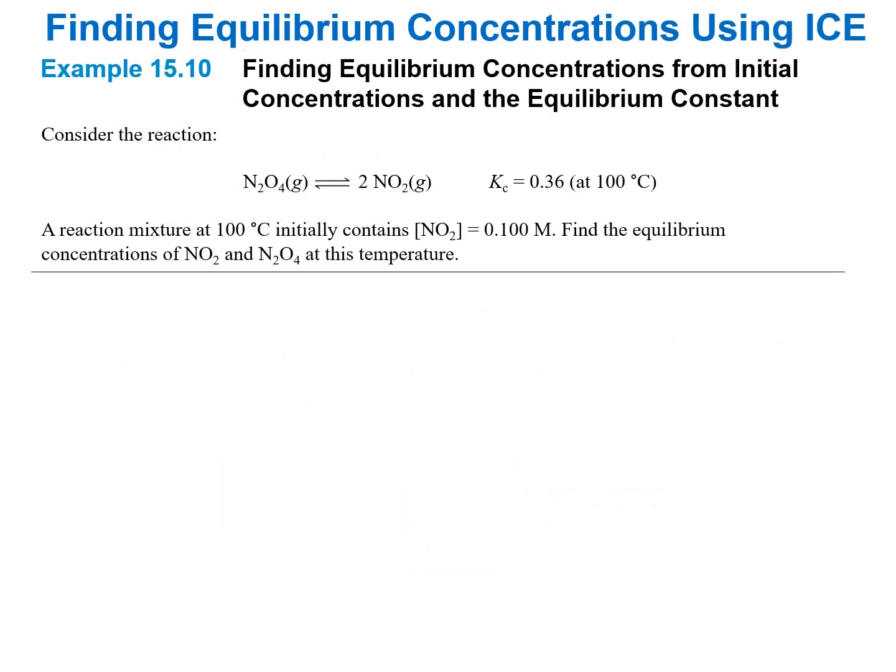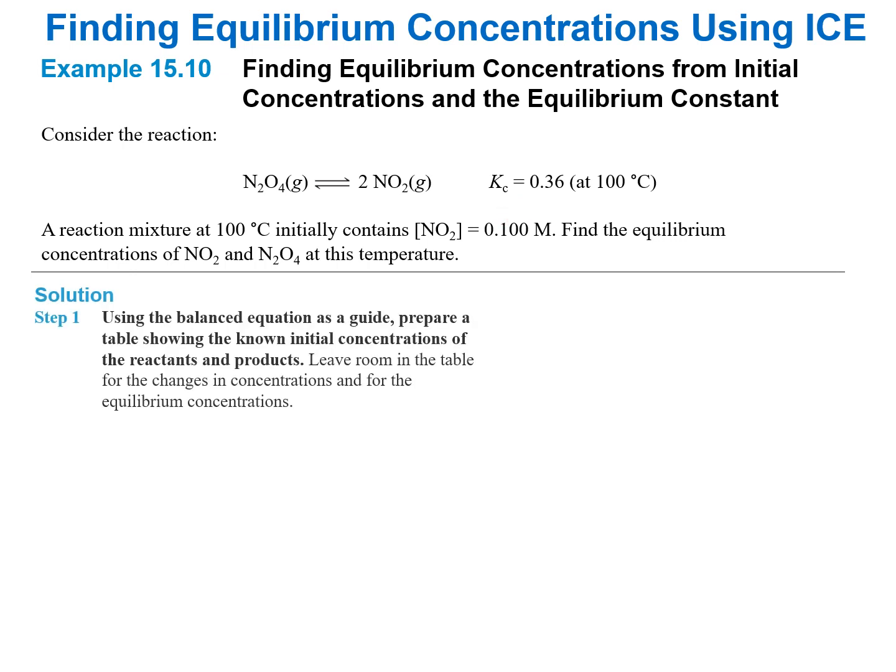So we're being asked to consider the reaction between dinitrogen tetraoxide and nitrogen dioxide. And if we read through, we have one concentration value given right here for nitrogen dioxide. And we're being asked to find the equilibrium concentrations at this particular temperature right there. Oh, and we're given the equilibrium constant for the concentrations. All right, so what is the first thing we're going to do? Well, we're going to use the balanced equation, there it is right there, and prepare our ice table.